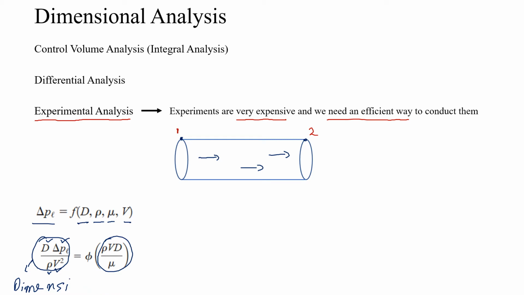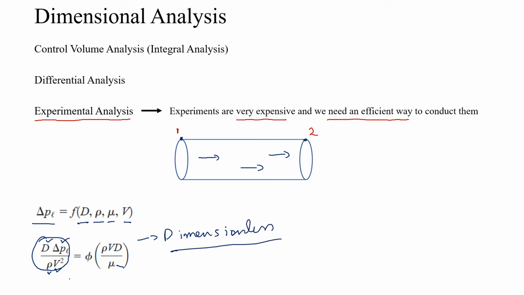And so also the term on the right hand side will be dimensionless. If I write the units of density, the velocity, the diameter and the viscosity, these units will cancel out each other, and this term will also be dimensionless. How will they be dimensionless? We will see that in a little bit.